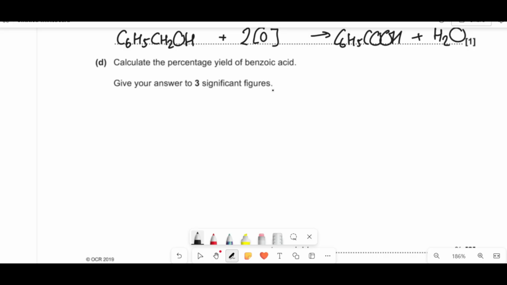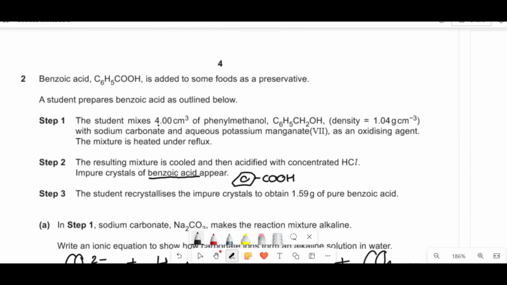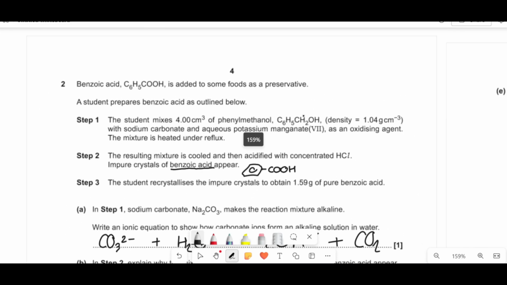We need to work out the percentage yield, which is your actual moles or mass divided by your theoretical moles times 100. Let's see what in the question we have that we can use. So here, what have they done? They have mixed this much phenyl methanol with a density of that.